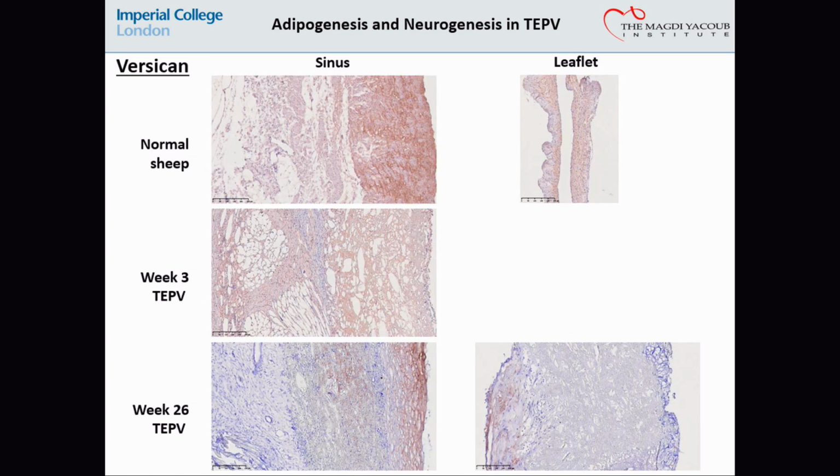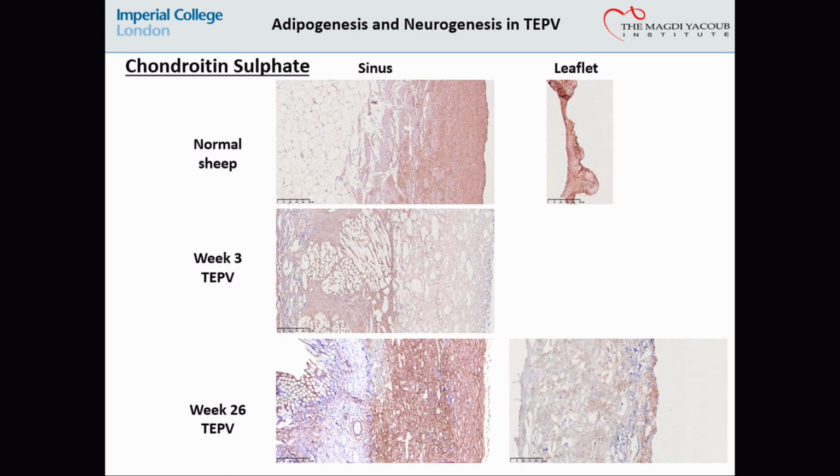We've also looked at some proteoglycans. This is versican. So versican in the sinus wall at week 3 and week 25, and in the leaflet, but versican is very low in our leaflet at week 26. Chondroitin sulfate, you can see almost equivalent patterns and levels of expression at week 26, and much weaker expression in the leaflet at week 26.